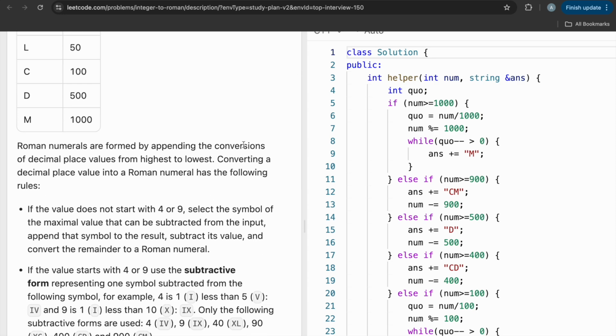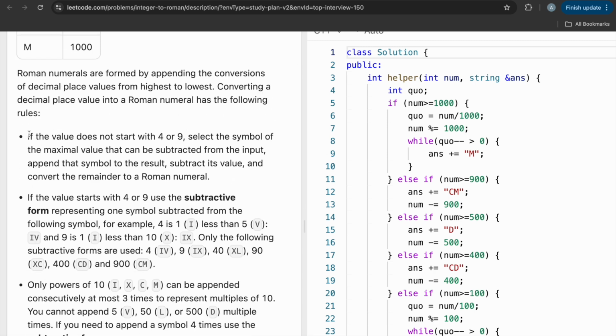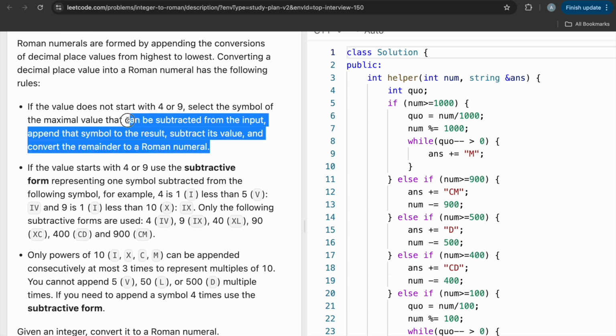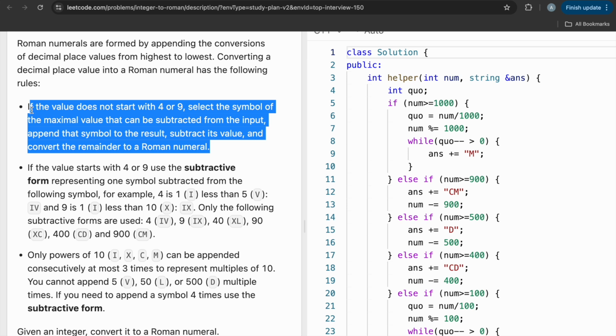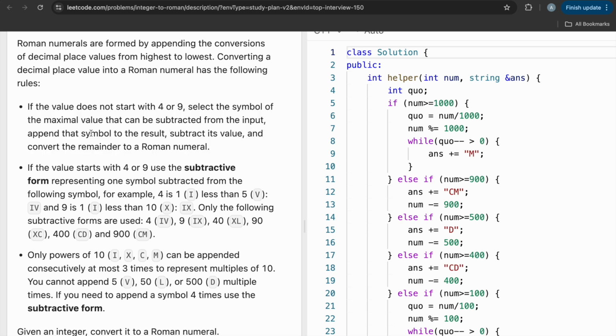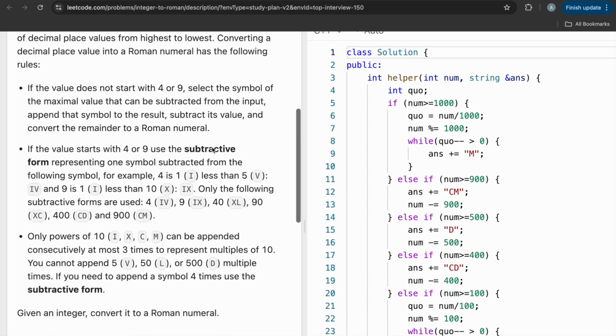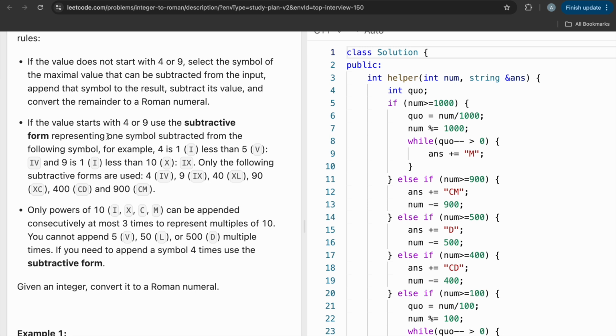Roman numerals are formed by appending the conversions of decimal place values from highest to lowest. Converting a decimal place value into a Roman numeral has the following rules. First rule: if the value doesn't start with 4 or 9, select the symbol of maximal value that can be subtracted from the input and append that symbol to the result. Subtract its value and convert the remainder to a Roman numeral. So we'll be doing this only. If it is not 4 or 9, then we will subtract the maximal value, append it to the result, and then convert the remainder to a Roman numeral.